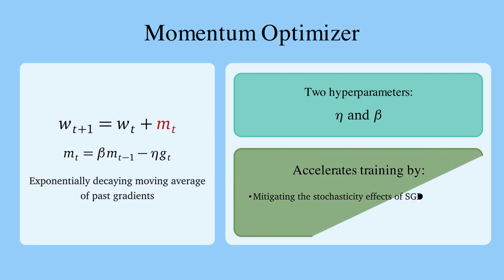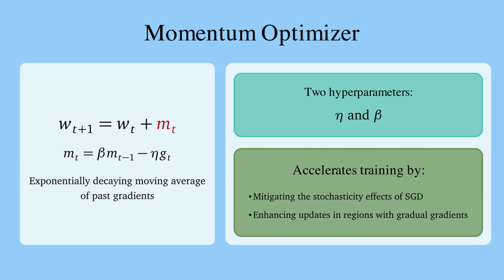To summarize, we covered momentum, which is a powerful algorithm that accelerates training. Some benefits of the Momentum Optimizer are that it can mitigate the randomness effects of the SGD algorithm. It also helps in regions where the loss landscape is flat or nearly flat. But now we have to specify two hyperparameters, the learning rate eta and the decay factor beta.